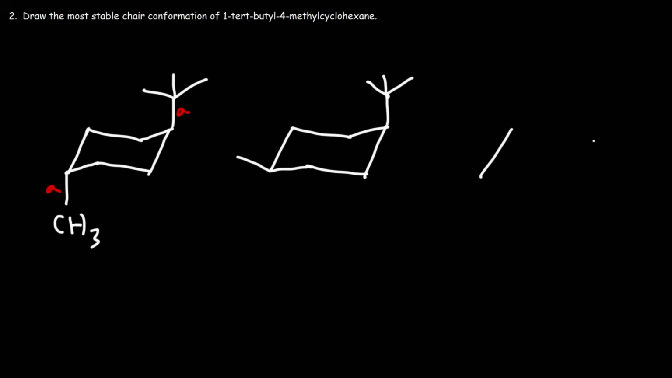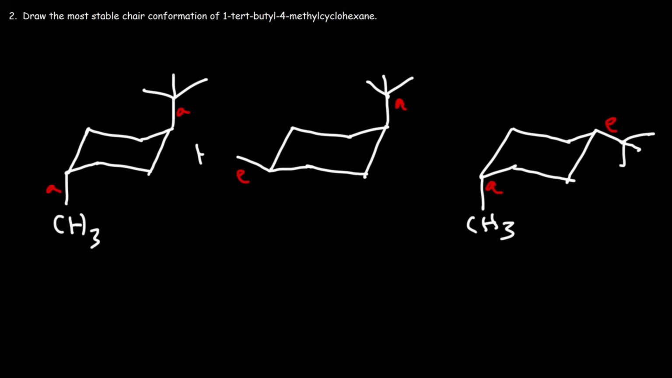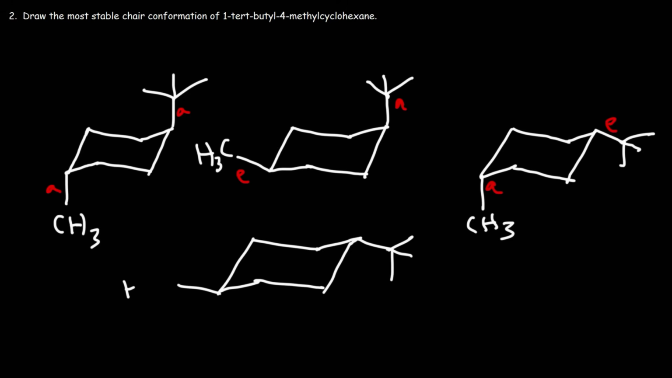And let's draw another one. So this time we're going to put the tert-butyl group in the equatorial position. And let's keep the methyl group in the axial position. And let's draw one more conformation. So this time, the tert-butyl group will still be in the equatorial position, and the same will be said of the methyl group.